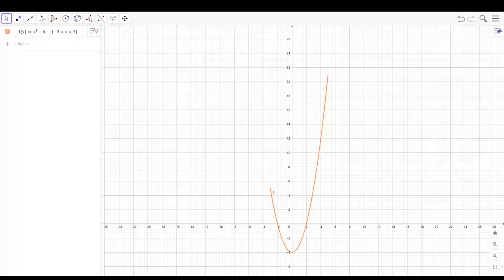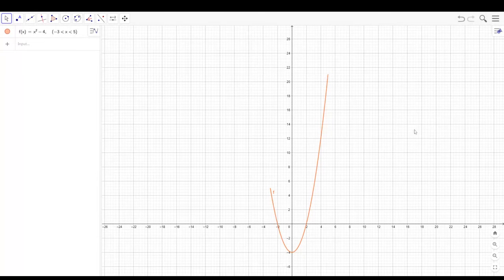Now, does that function attain a maximum for x strictly between -3 and +5? Maximum? Who can tell me on the chat? Does it achieve its maximum value? Correct. It does not. What about a minimum value, people? Does it achieve its minimum value?